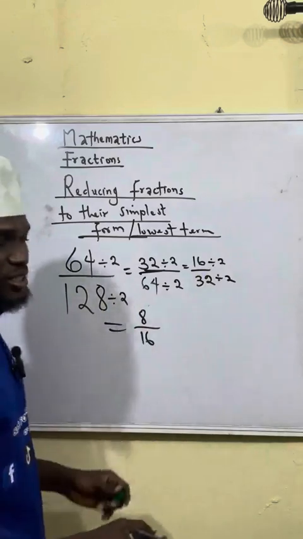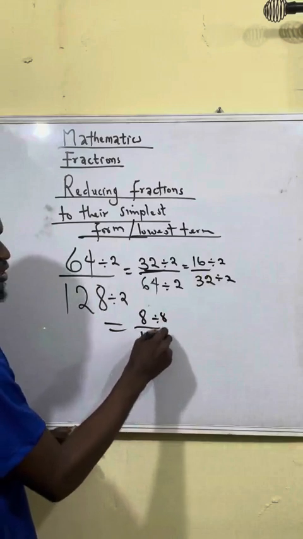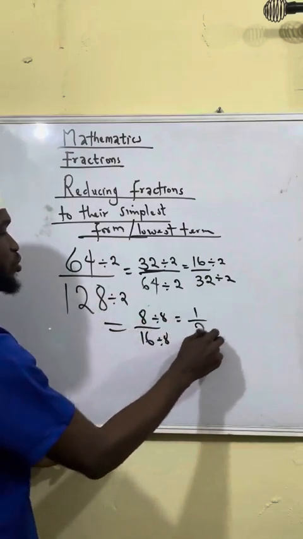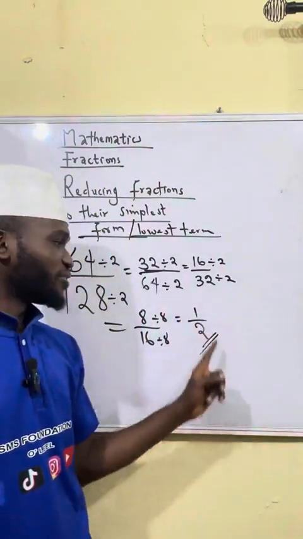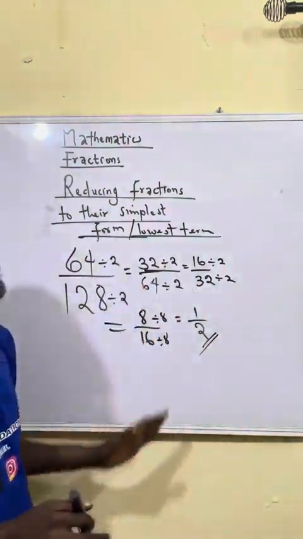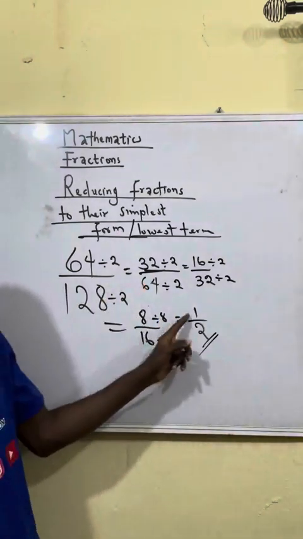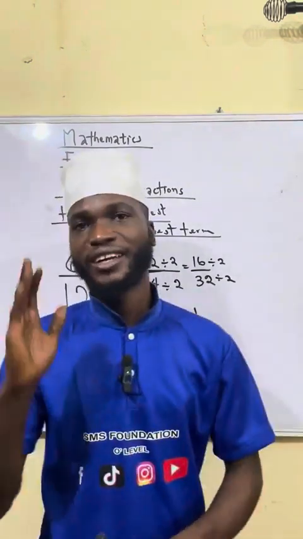At this point, of course, you know that 8 can divide both. 8 in 8 and 8 in 16. 8 divided by 8 gives me 1, and 16 divided by 8 gives me 2. Now, at this point, there is no number that can divide apart from 1. So this is our final answer. That means the simplest form of 64 over 128 is 1 over 2. That is how to reduce a fraction to its simplest form.